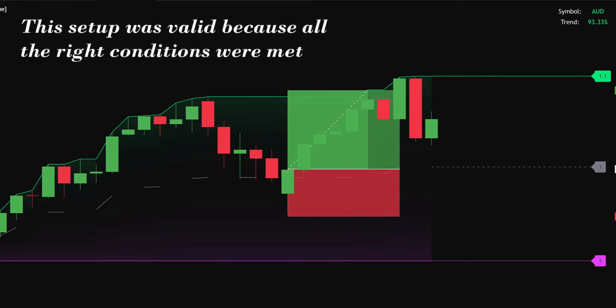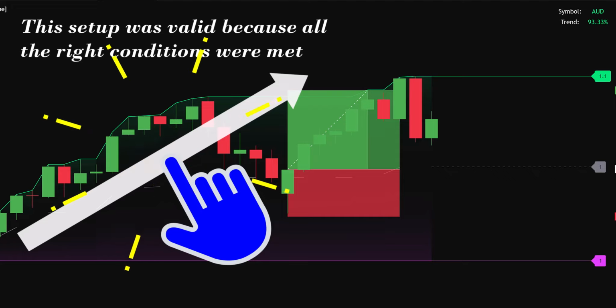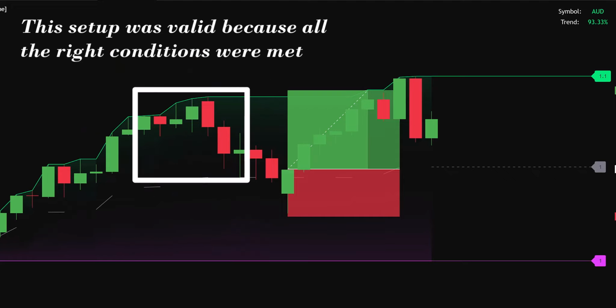This setup was valid because all the right conditions were met. The trend was clearly bullish, confirmed by the bright green candles. We had a 5-candle gap before a clean pullback with a wick touch, and the delta was at 100%.